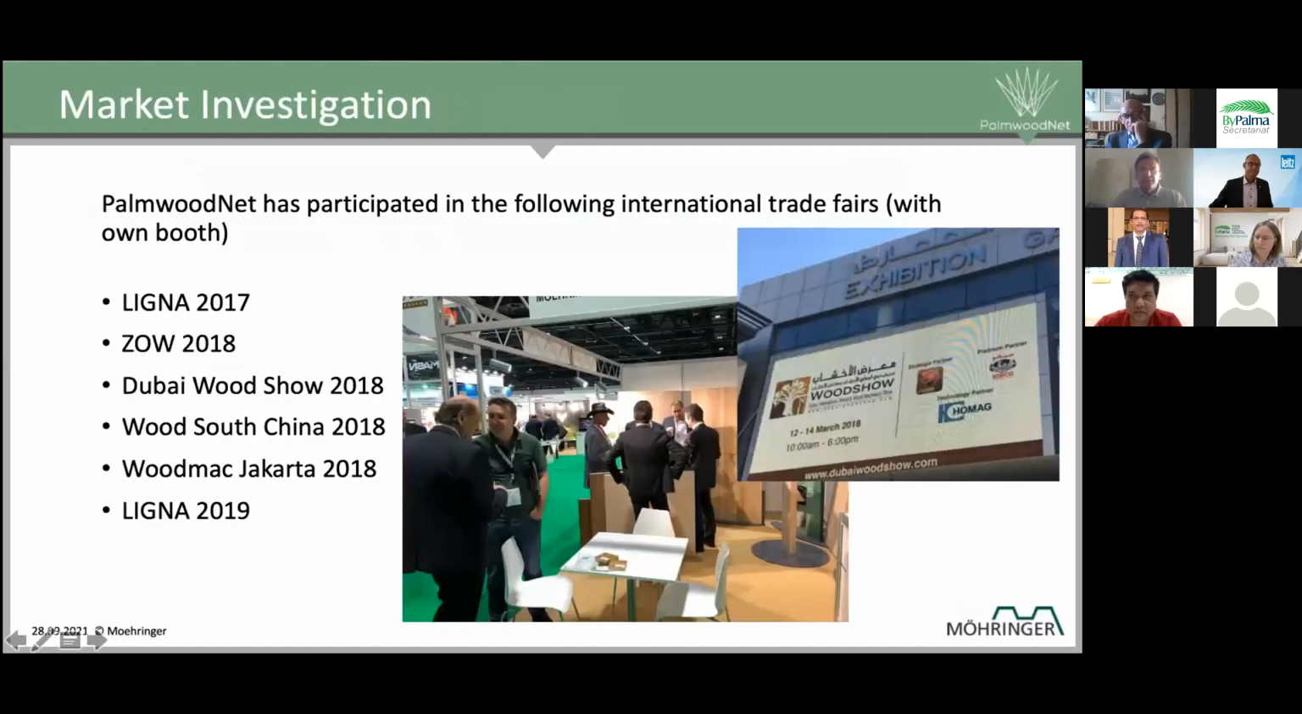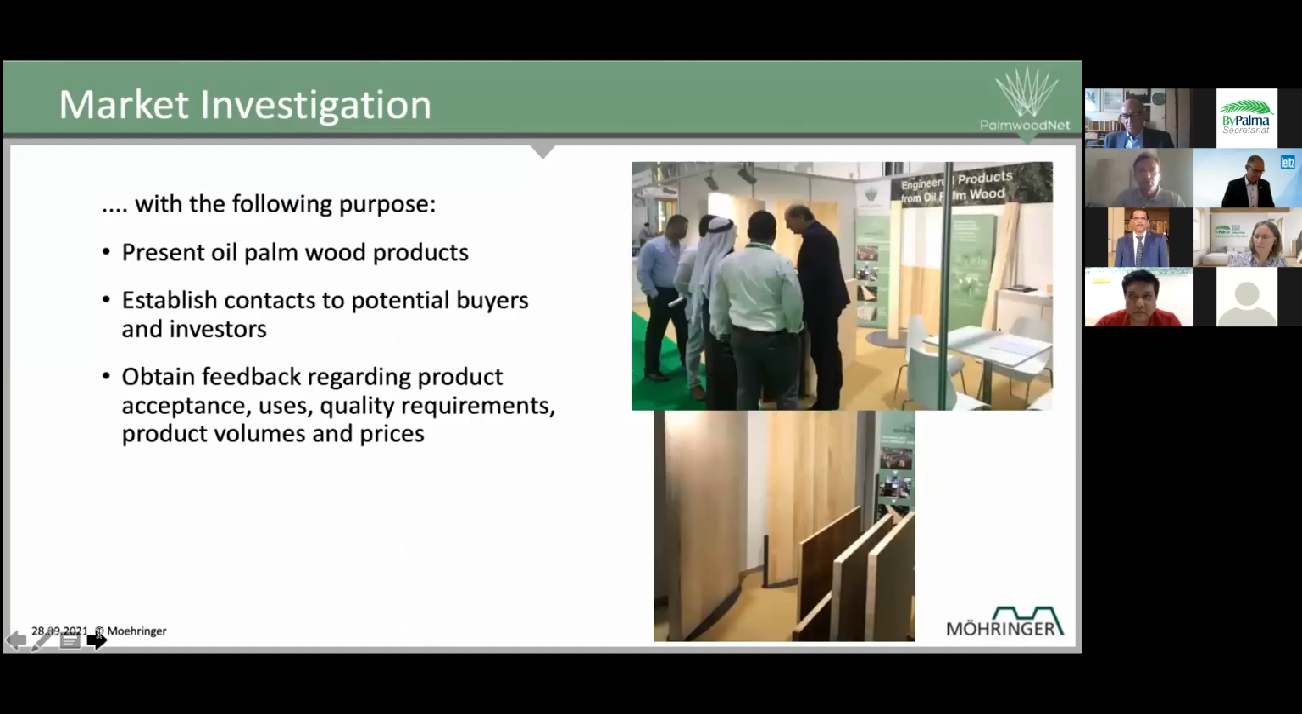Before we focused on these 2 product groups, we did a lot of market investigation. We have participated in several exhibitions worldwide in Dubai, in China, Jakarta, and also 2 times at Ligna in Germany, where we presented our produced prototypes, our models, and we have been talking to potential buyers to gain feedback from the market players concerning acceptance, the uses, the quality requirements, and of course prices and volumes of potential buyers. That was very, very important to do this market investigation.